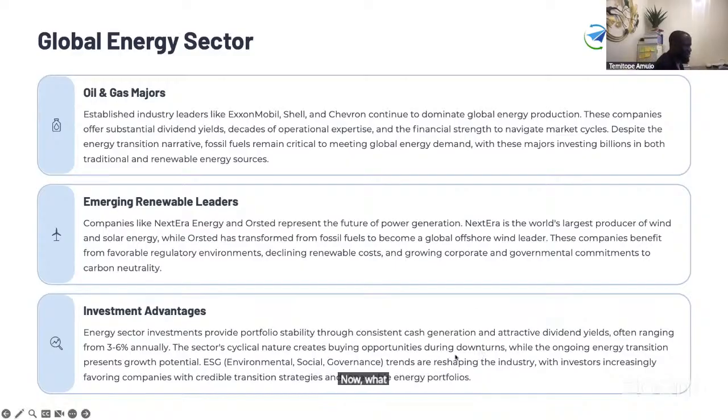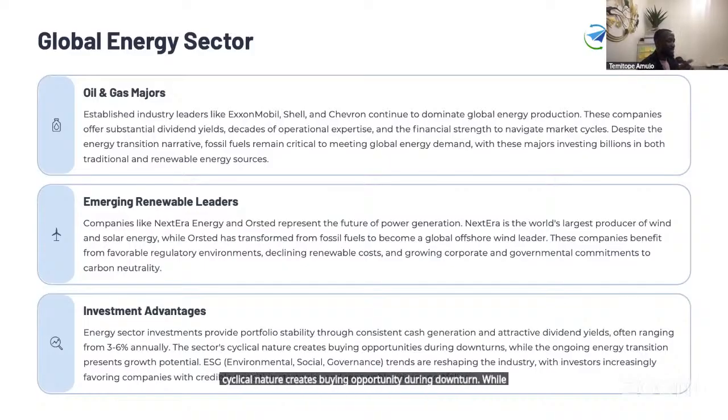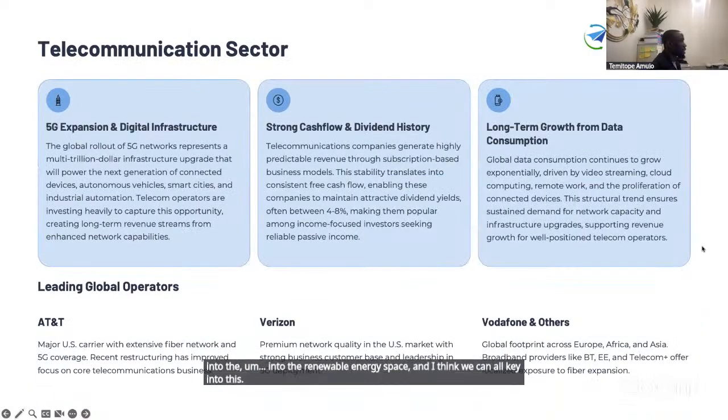Now, what are the investment advantages that we have? Energy sector investment provides portfolio stability through consistent cash generation and attractive dividend yield, often ranging from 3 to 6 percent annually. The sector's cyclical nature creates buying opportunities during downturns, while the ongoing energy transition presents growth potential. I've explained earlier that there is a lot of transitioning now happening from fossil fuel energy into the renewable energy space. And I think we can all key into this quickly.